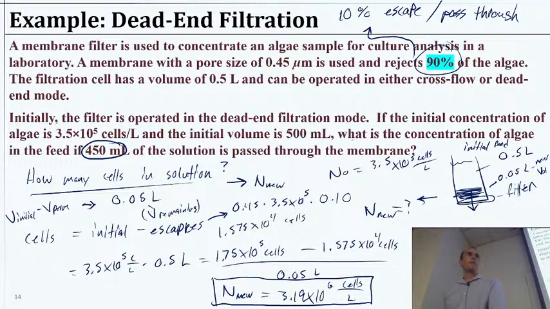Yeah. So in this situation, we are doing dead end. We have no retentate aside from the feed that is still there. So that's exactly what we did. We could find the concentration of the permeate, but it's rejecting 90%, so it should only be 10% of what we started with.